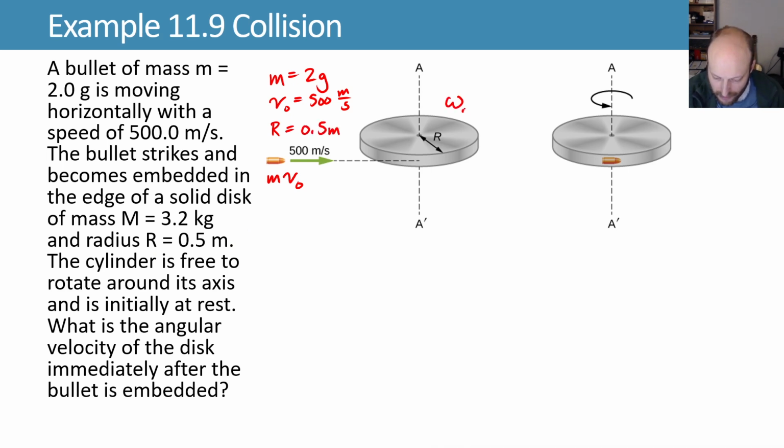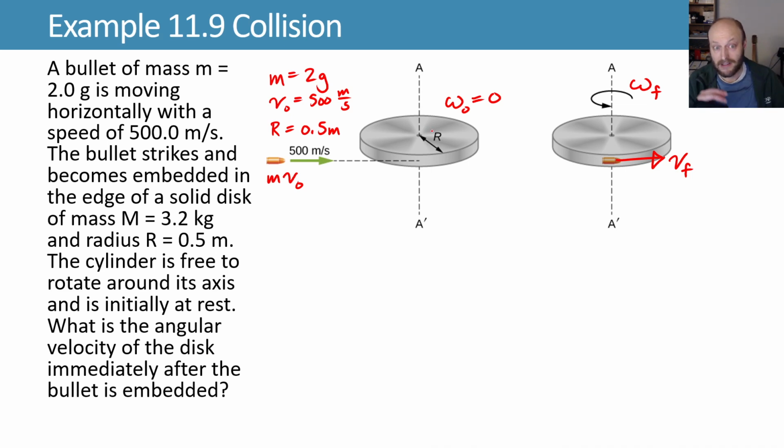The disk starts with omega naught equaling 0. And then at the end, it's rotating with some omega final where it's spinning. That means that we'll also have this bullet moving with some linear velocity vf as it's embedded there at the edge of this thing. Okay, I've got my mind around what's going on, and what I want to know is what's the angular velocity of the disk immediately after the bullet's embedded.